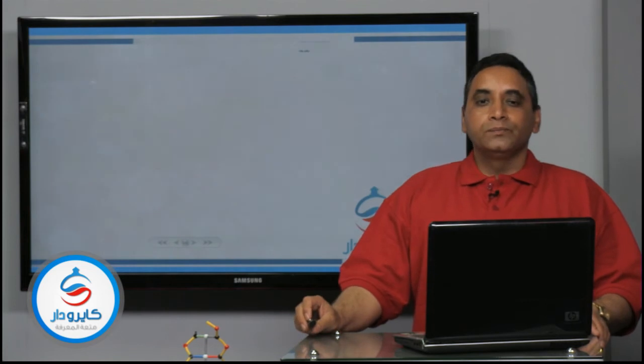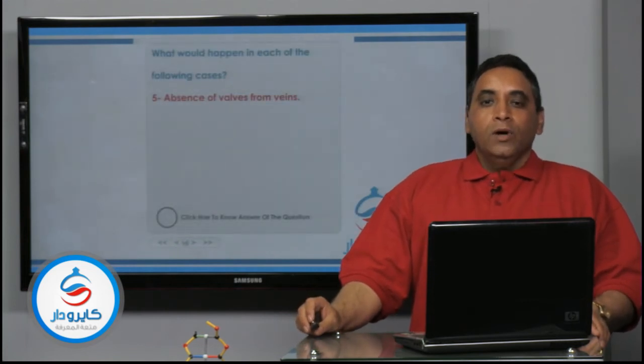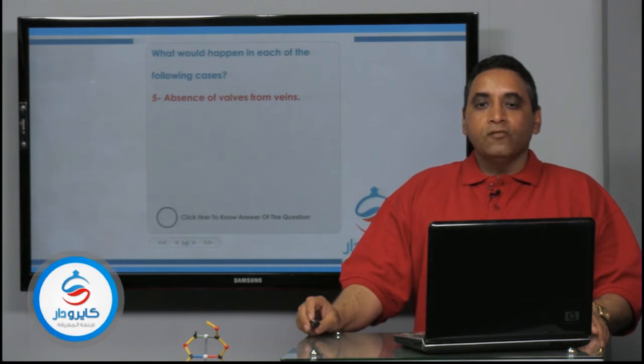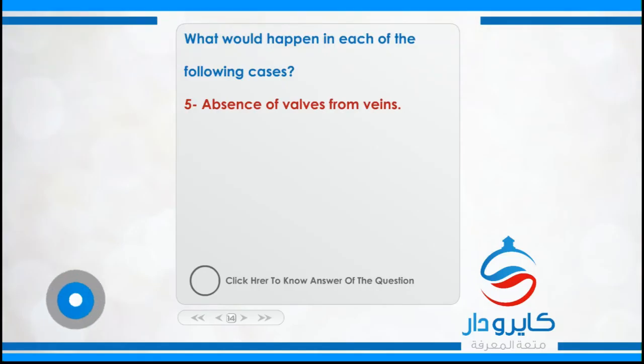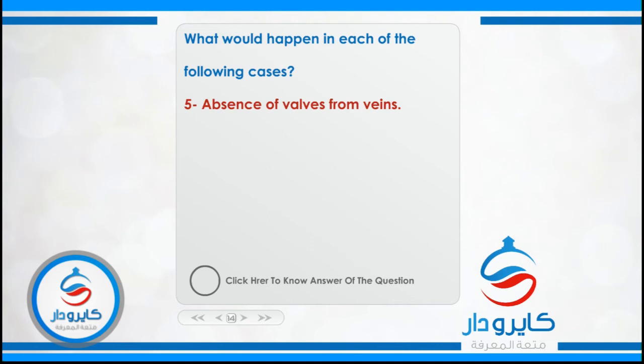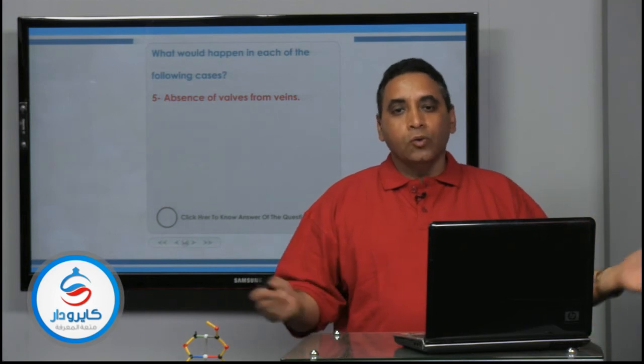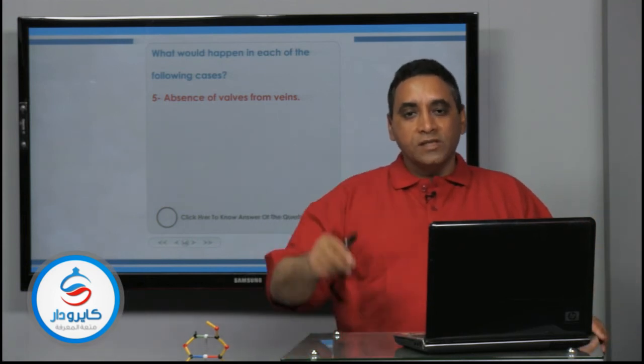The next question: What would happen in each of the following cases? Absence of valves from veins. Absence, removing, means a disturbance takes place in a certain organ or certain part. That means we need to explain the function of this part and what would happen in the absence of this part.